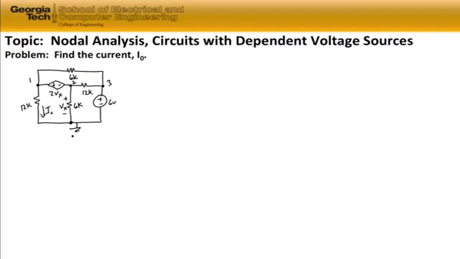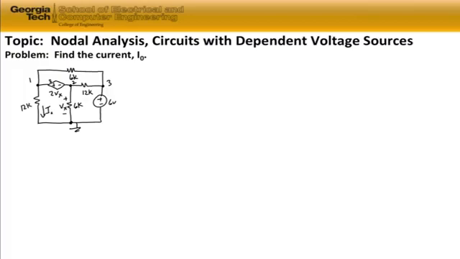So if we look at node 1, we see that we have 3 currents flowing into node 1. We have the current flowing through the 6 kilo ohm resistor, right to left. We have the current flowing up through the 12 kilo ohm resistor. We have the current flowing right to left through our dependent voltage source.